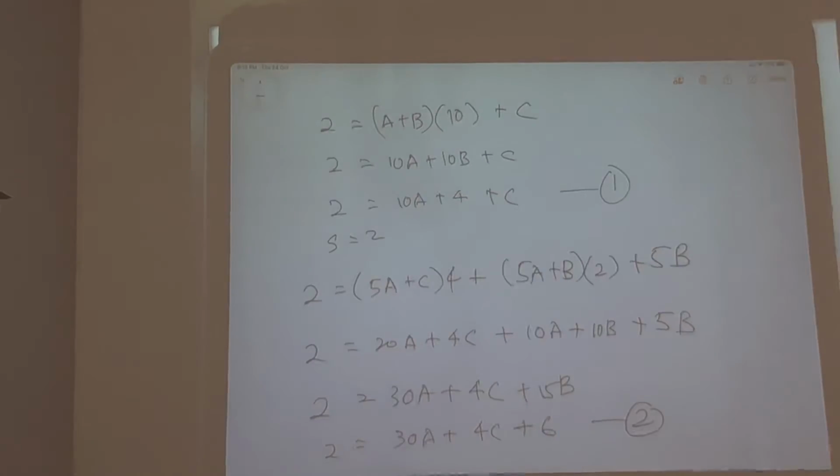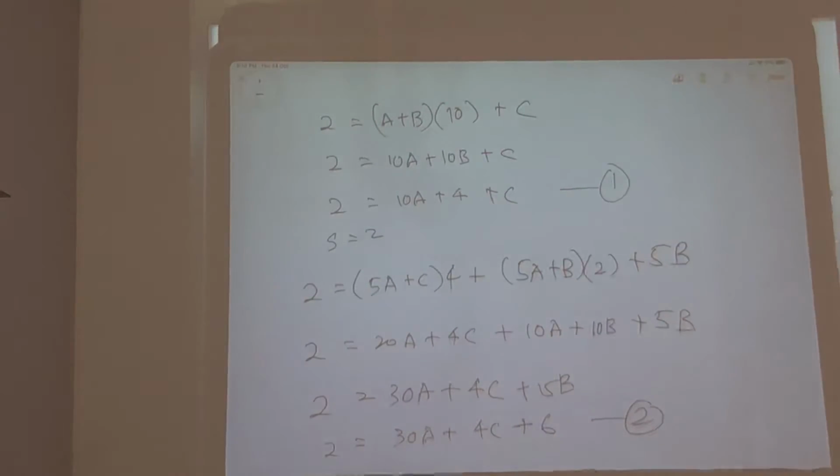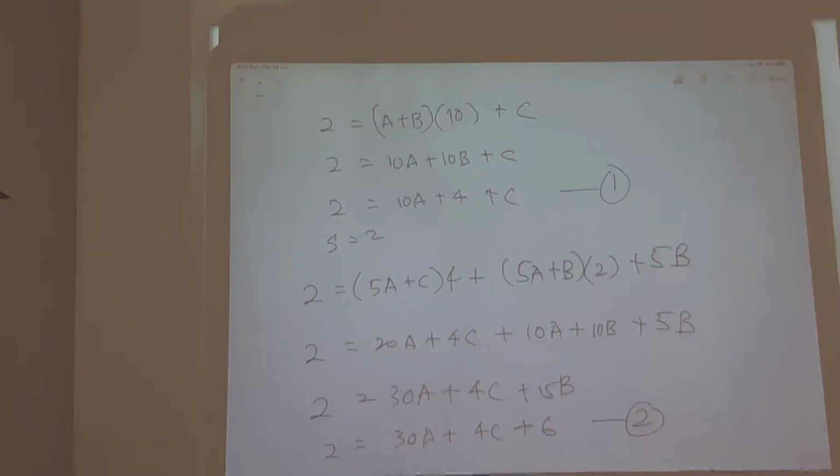2 equal to... Korea, what's the problem? This one wrong. How to get this up?